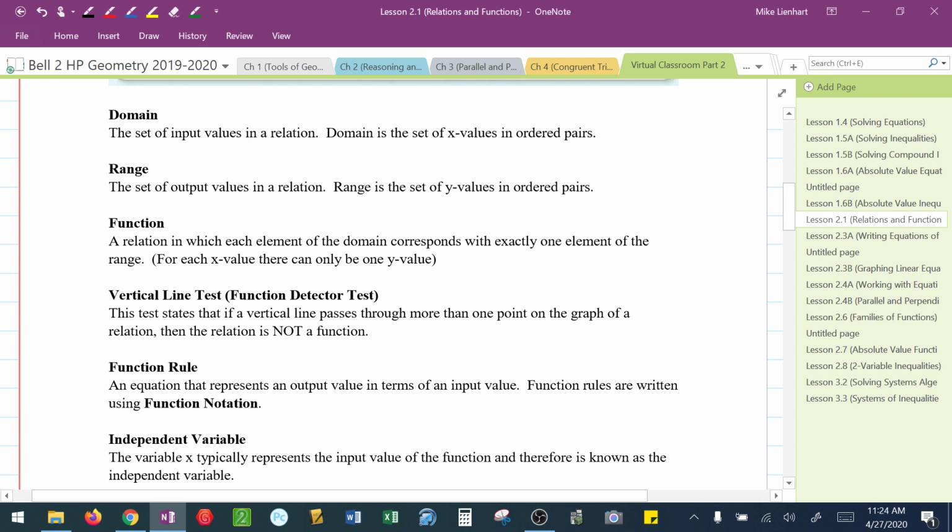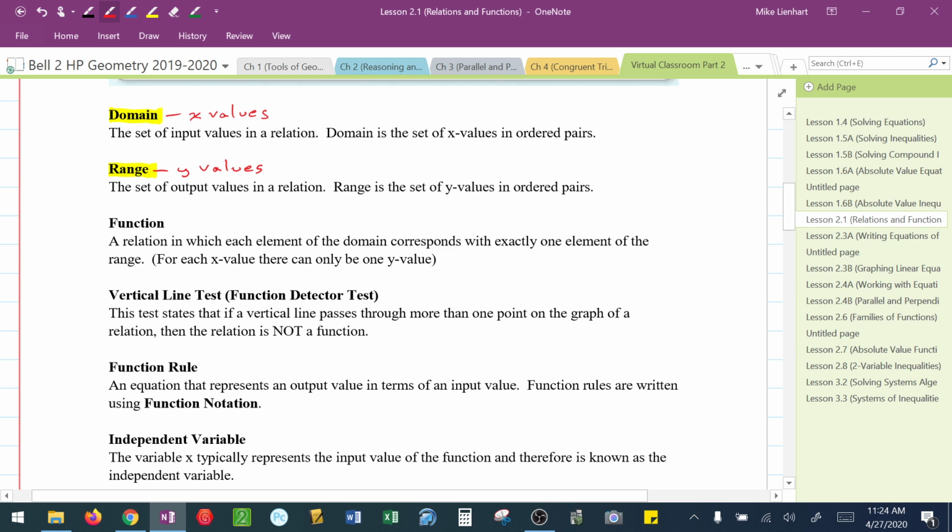First one, domain. Domain, by definition, is the set of input values in a relation. It is the set of x values in ordered pairs. So domain is x values. Range would be the set of y values or the set of output values in a relation. Anytime you hear range, think y values.